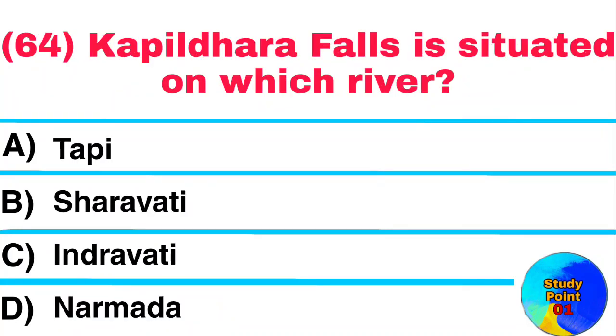Question. Kapildhara Falls is situated on which river? A. Tapi. B. Shravati. C. Indravati. D. Narmada. Answer. Narmada.